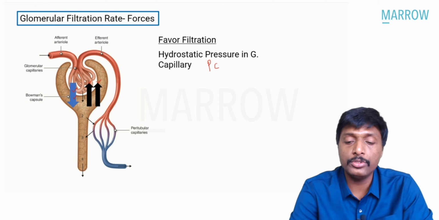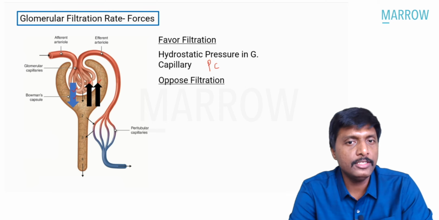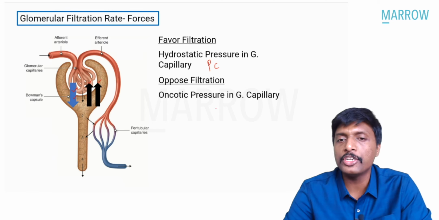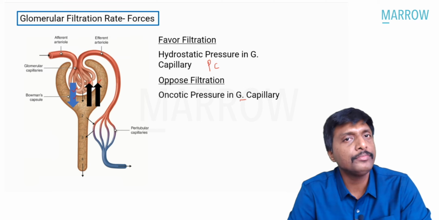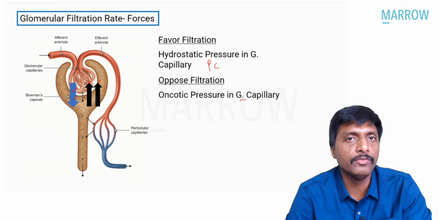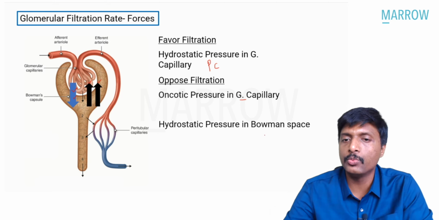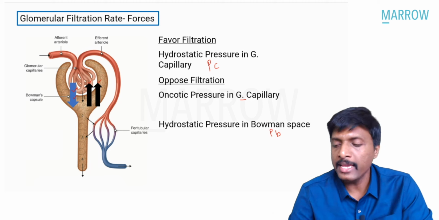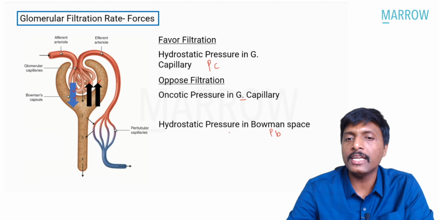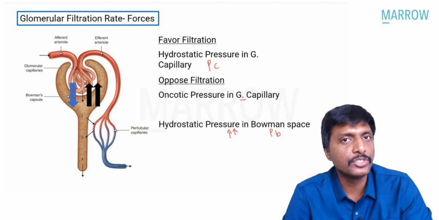The major one opposing, obviously, is because of our proteins. They are the oncotic pressure in glomerular capillary. And the next important opposing force is the hydrostatic pressure in the Bowman's space. This is what we call PB. By any chance, if this hydrostatic pressure in Bowman's space increases, it's an opposing force.